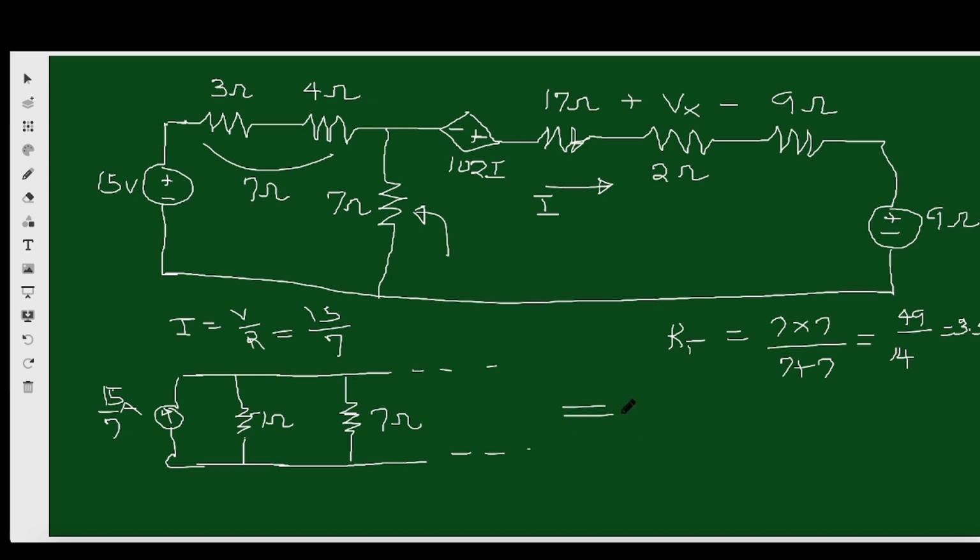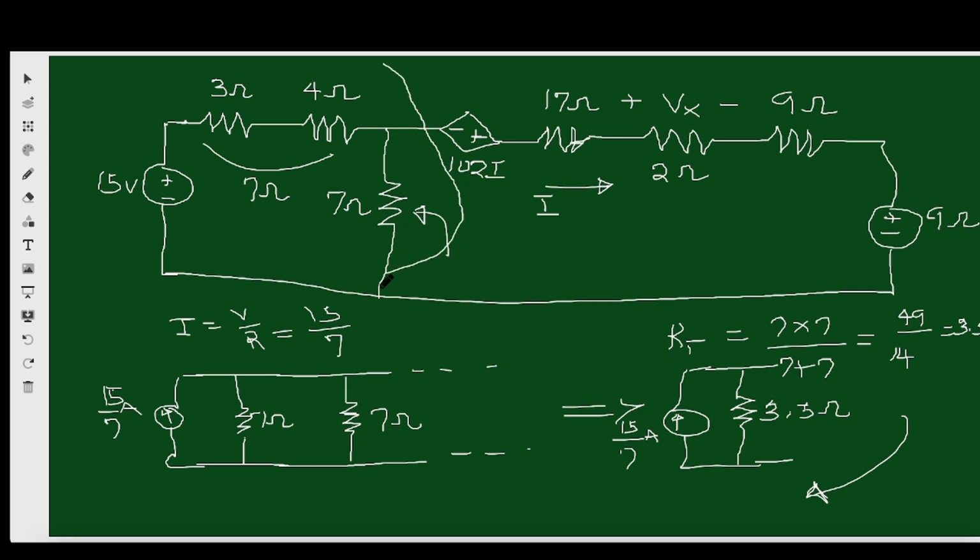Which means that we have 15 over 7 amperes in parallel with 3.5 ohms. And therefore we can now convert this back to a voltage source so that everything will now be in one loop. So you can see how I simplified this part so that it can give us just one loop.